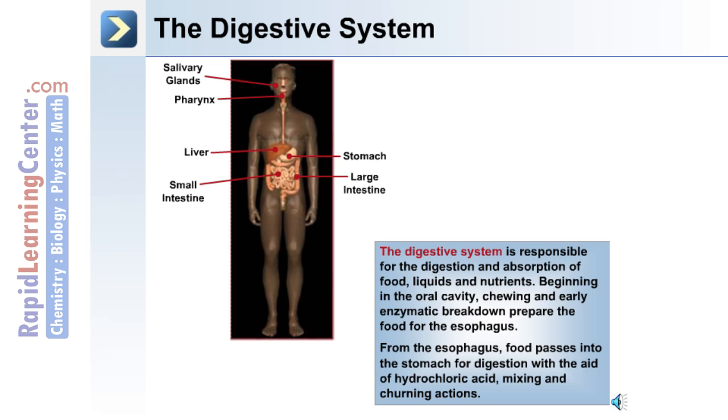Beginning in the oral cavity, enzymatic activity starts to break down starches. From the esophagus, food passes next into the stomach. In the stomach, food is digested with the aid of hydrochloric acid and mixing and churning actions.